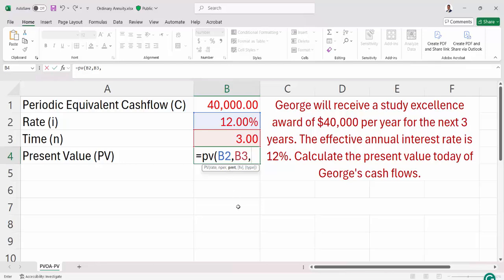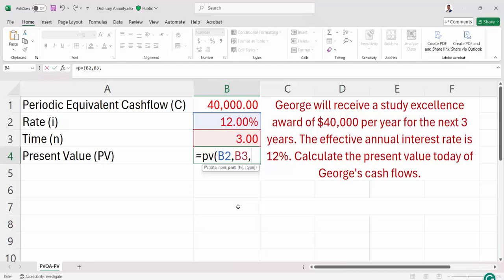Please note that we have a negative relationship between the present value and our periodic cash flow. Let me give you an example. Let's assume that you will take a loan today. So this will be inflow or outflow. From your perspective, it will be inflow because you will receive the money. This will be positive cash flow.